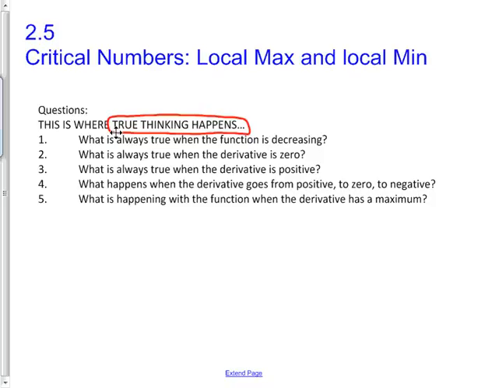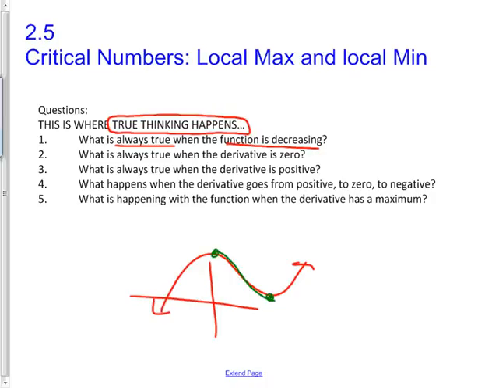And the 5 questions that we're going to be looking at, and these are really critical questions in the topic of calculus, are the following. What is always true when the function is decreasing? So if you think about some function, the function is decreasing when it's going down. That's decreasing. So what's always going to be true when the function is decreasing?